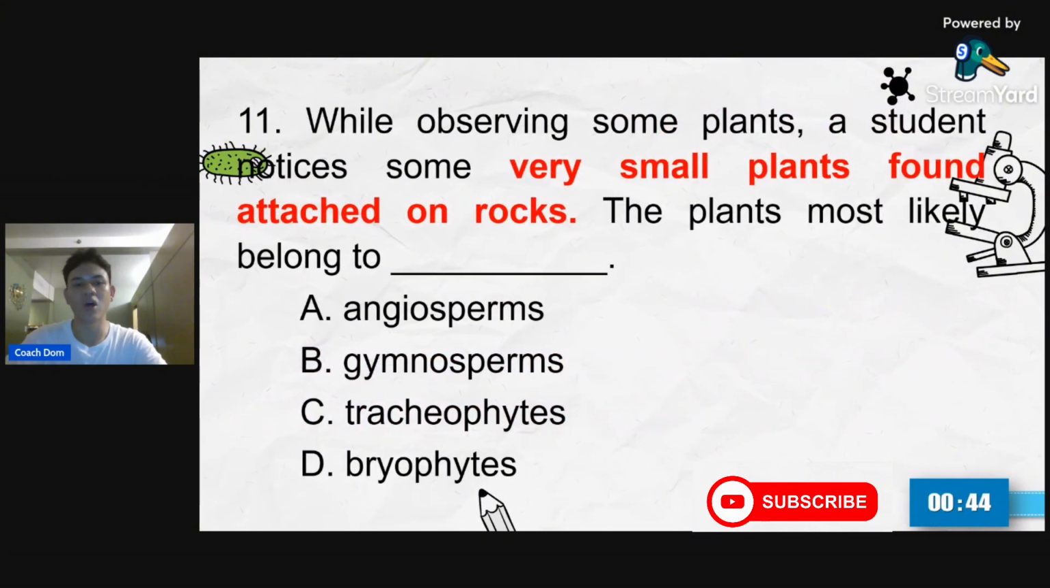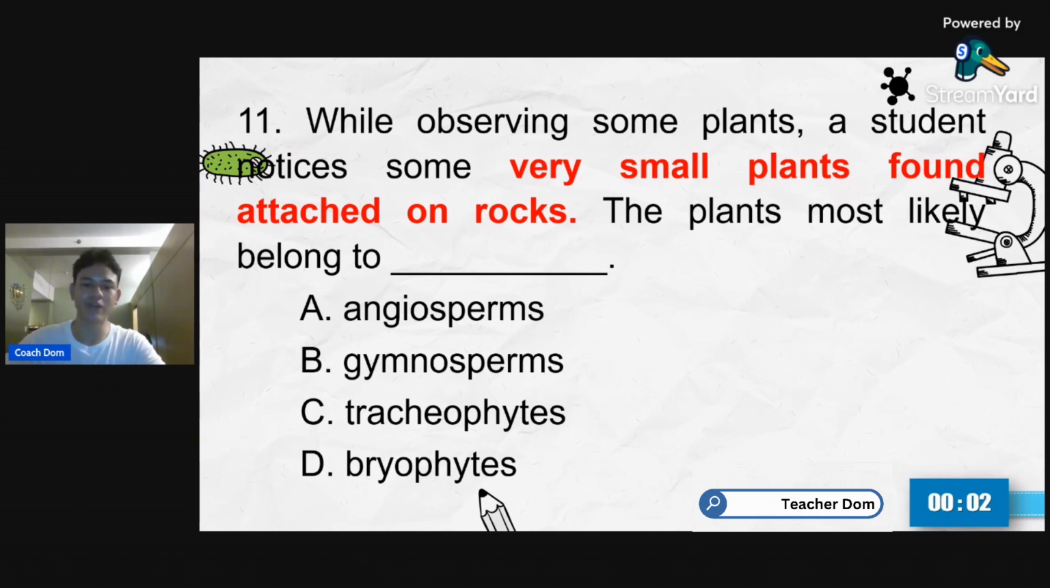Question number 11. While observing some plants, a student notices some very small plants found attached on rocks. The plants most likely belong to: A, angiosperms, B, gymnosperms, C, tracheophytes, D, bryophytes. Look natin dito, very small plants na makikita lang sa rocks or sa mga bato. Okay, please lock in your answer po sa question number 11.